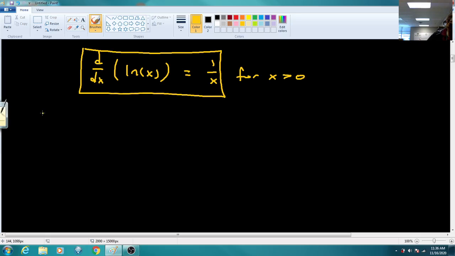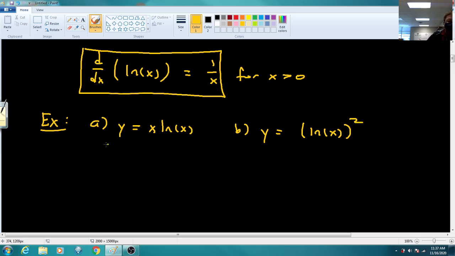So for this example, they want us to find the derivative of y equals x natural log of x. And then they want us to do the same thing for y equals natural log of x, whole thing squared. On these, we have to figure out what's the outer function, and then apply the chain rule. The outer function stays left alone, and then we multiply by the derivative of the inner function. For this first one, we're going to actually use the product rule because we have an x times the natural log of x. So there's two things multiplied together.